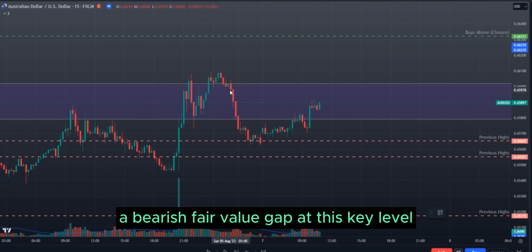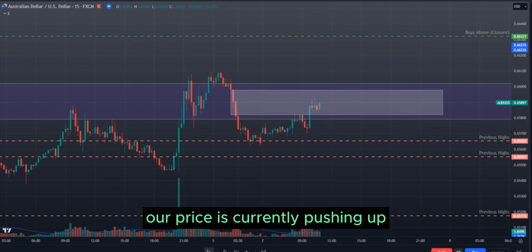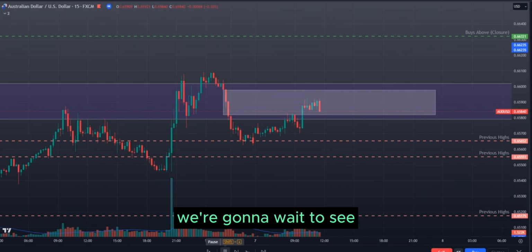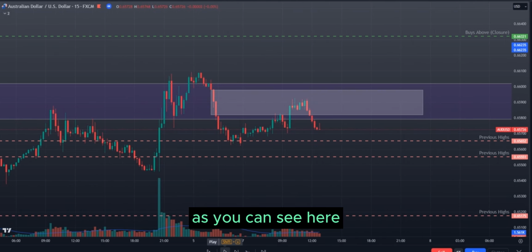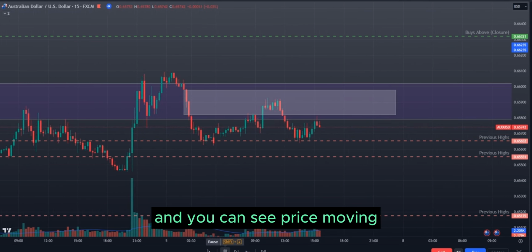We've got a fair value gap that's formed, a bearish fair value gap at this key level. Now price is currently pushing up and not respecting the fair value gap. We're going to wait to see. So as you can see here, it respects the fair value gap and you can see price moving.